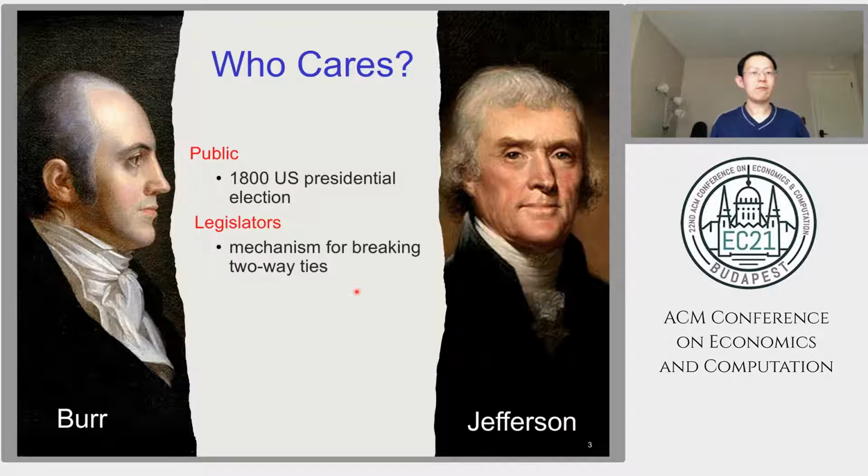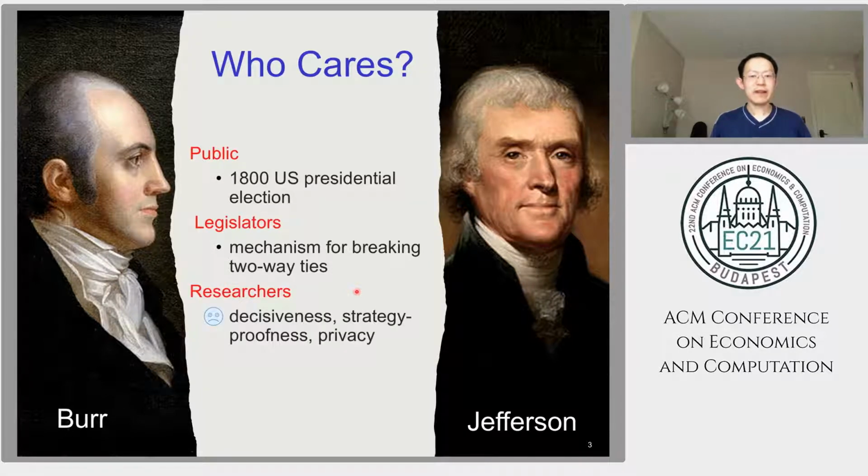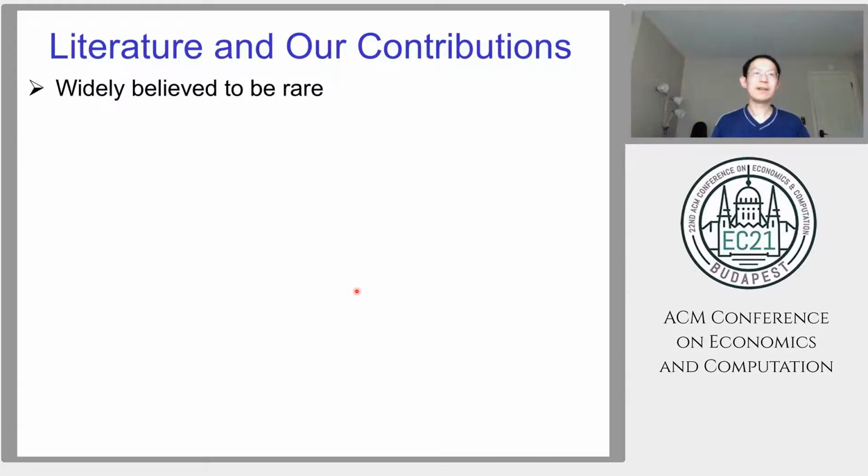Nowadays, legislators are well aware of ties in elections and have designed mechanisms for breaking ties. And in the academic world, researchers are interested in ties in voting and related topics. For example, ties are undesirable in the context of decisiveness of voting, strategy-proofness of voting, and privacy of voting. But in a different context, ties are desirable, for example, when we talk about voting power, voter turnout, and so on. So this is a classical problem and it's been very well studied.